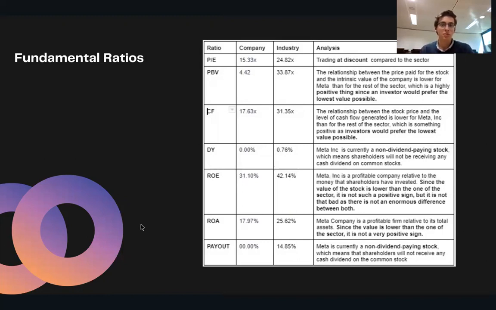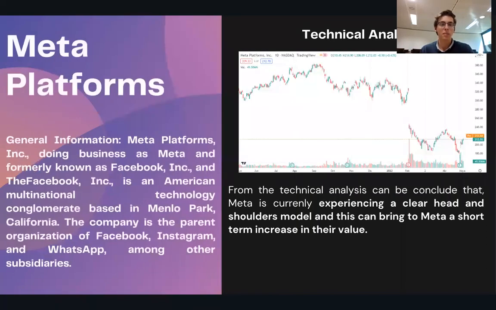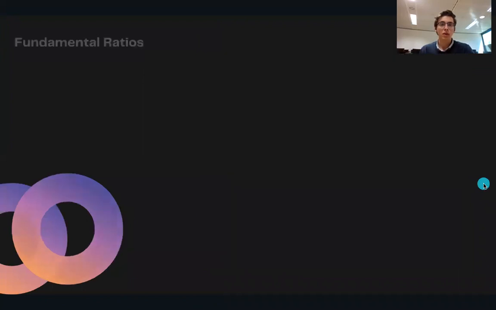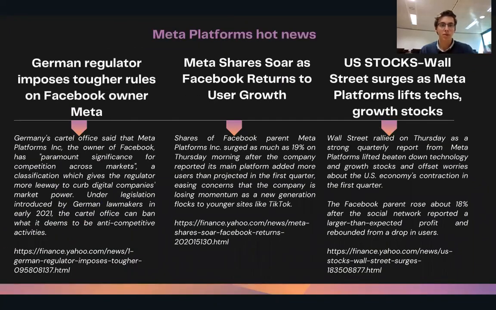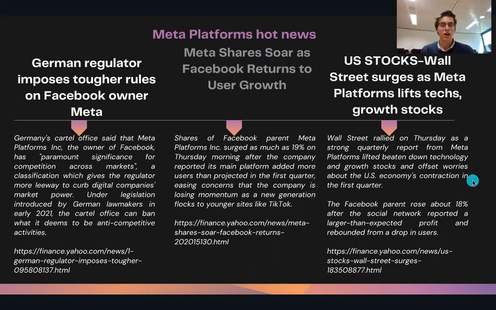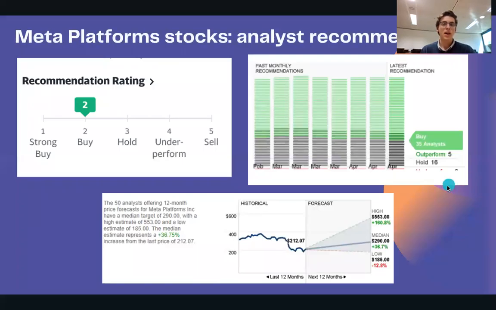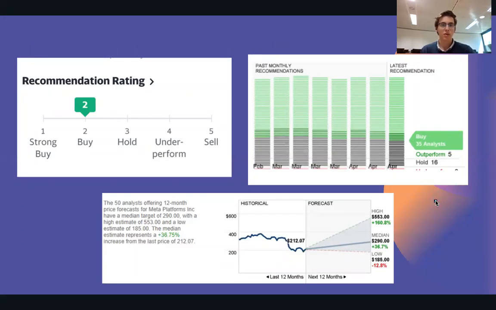Then we can see some news regarding Meta Platforms that are especially relevant. Those talk about, for example, leaks of information and regulations, especially on data protection. Another relevant piece of news. And also here we can have the investor analysis and some recommendations.